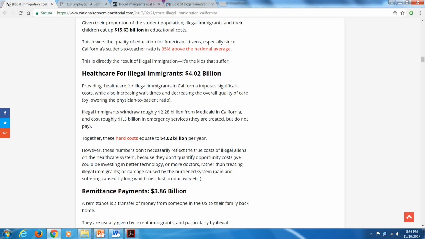And out of this, they're saying illegal immigrants withdraw nearly 2.28 billion from Medicaid in California, and then 1.3 billion in emergency services. They are treated but they do not pay. So the approximate costs are 4.02 billion.